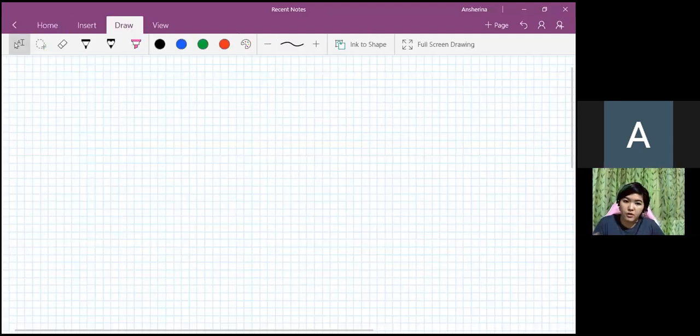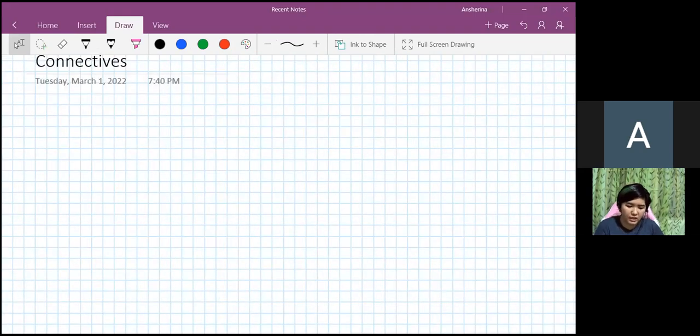Again, just speed up the video or pause the video whenever it's necessary, because I'm still struggling when it comes to the use of my gadget. Alright?